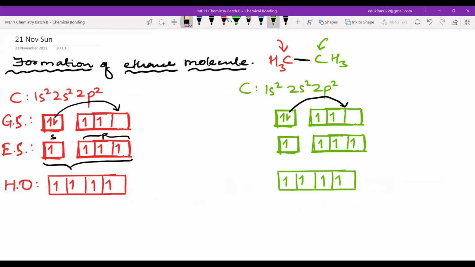Now, you will tell me how many hydrogens the red carbon has. How many hydrogens? 3 hydrogens, right? So I can write the 3 hydrogens like this. How many electrons does the hydrogen have in its orbital? What is the electronic configuration for hydrogen?